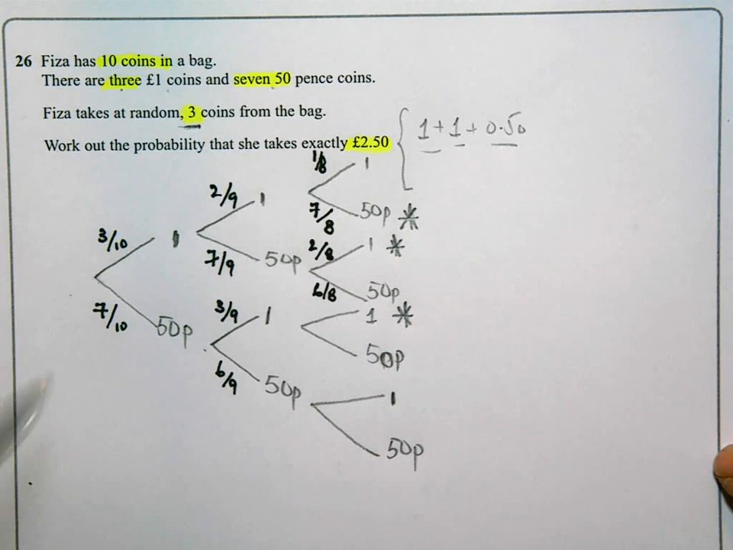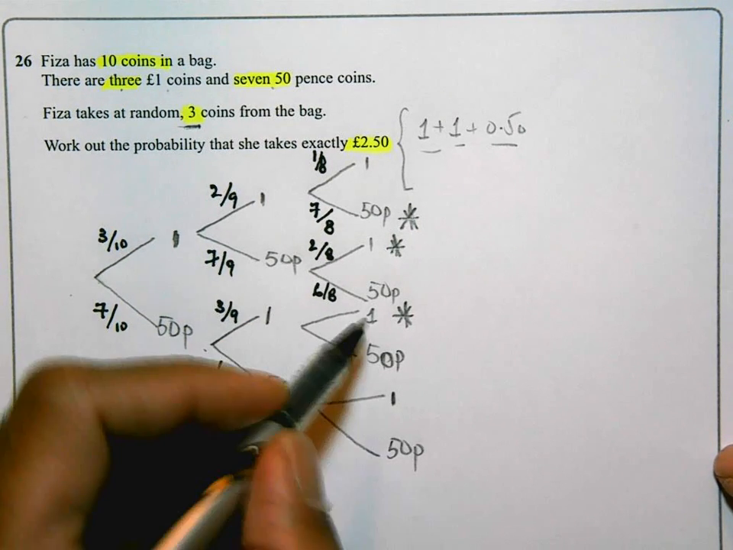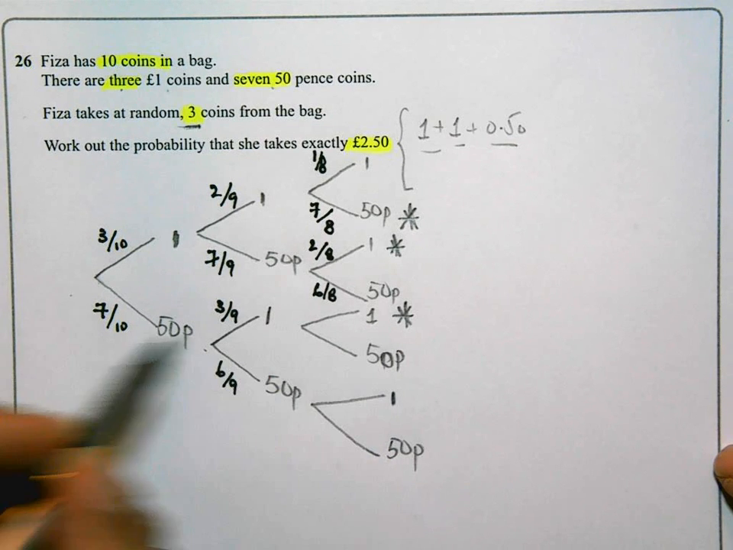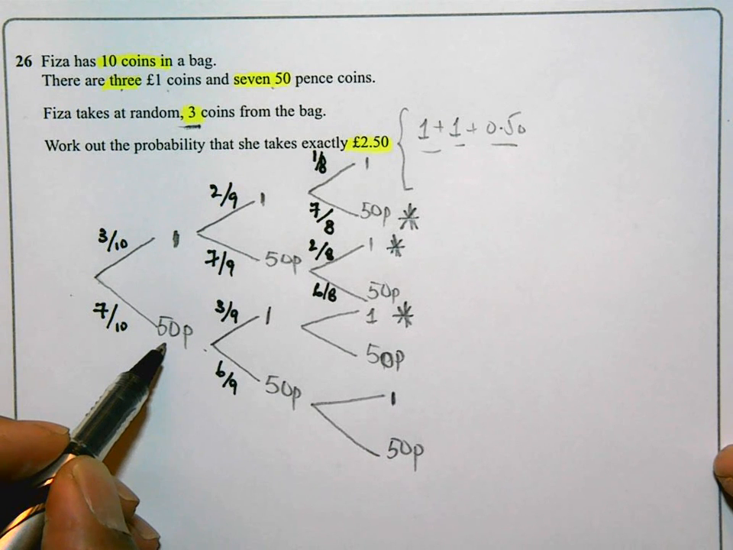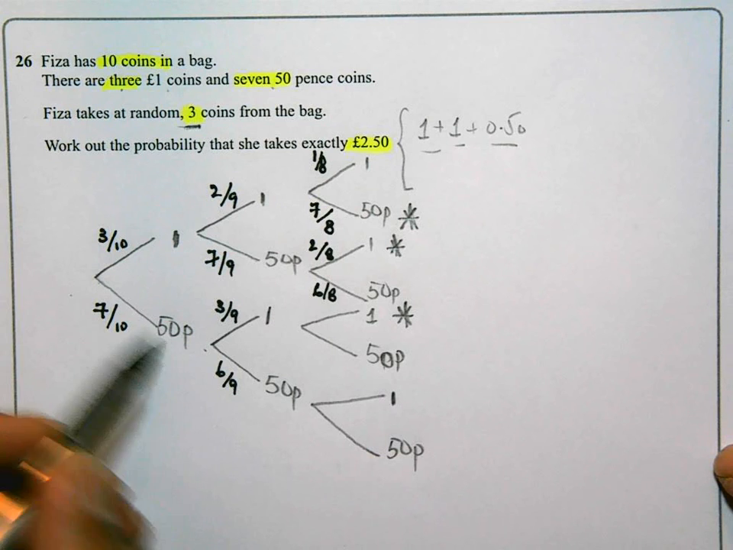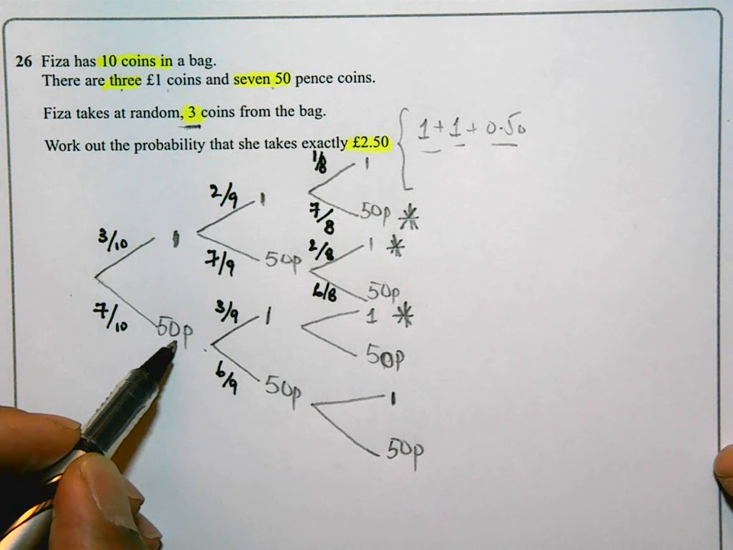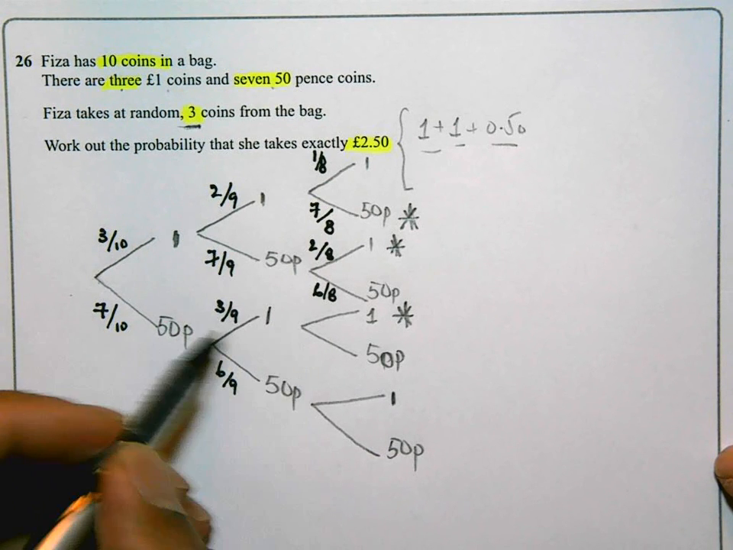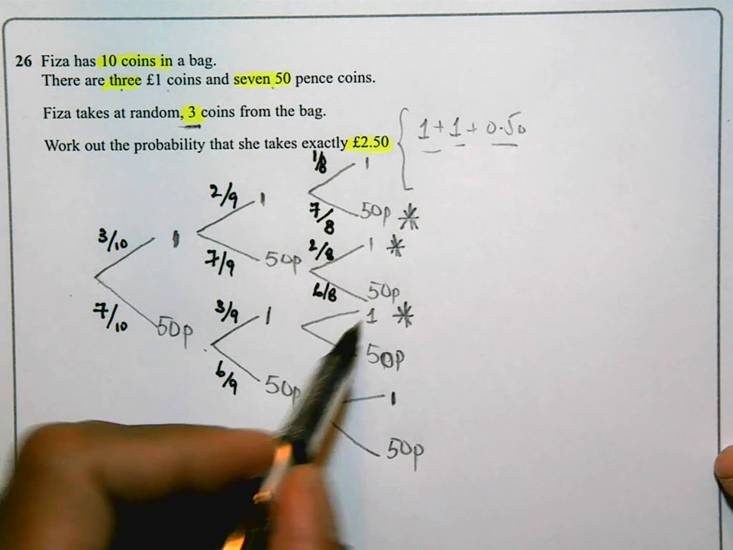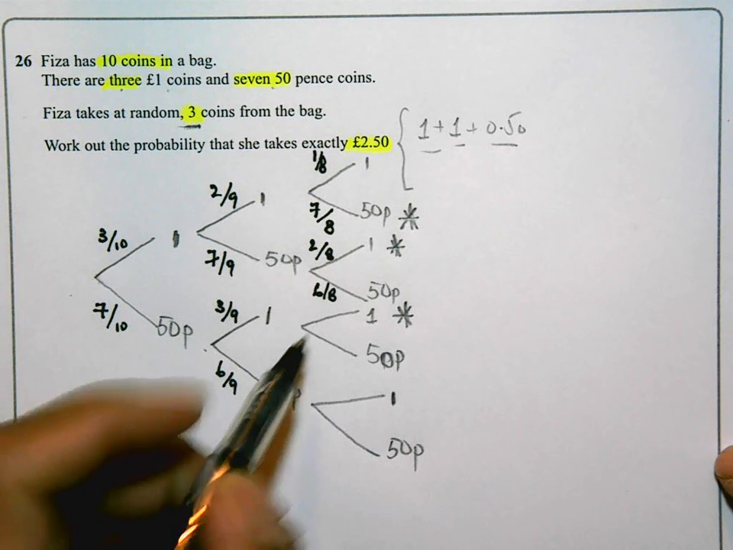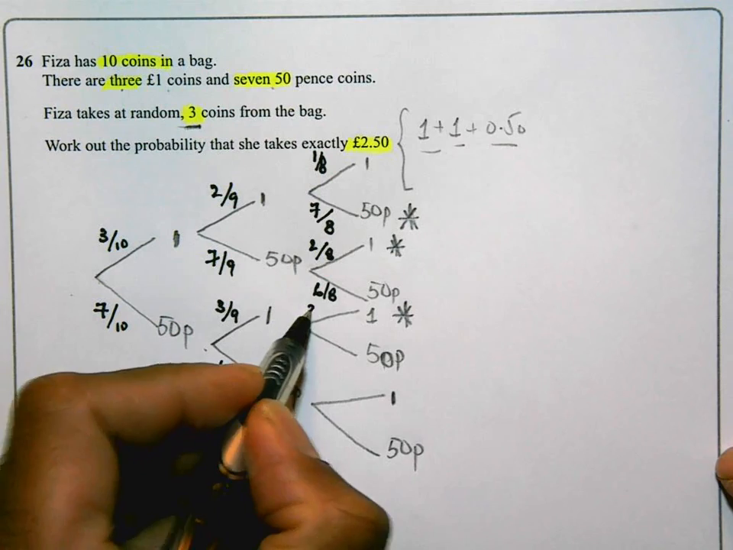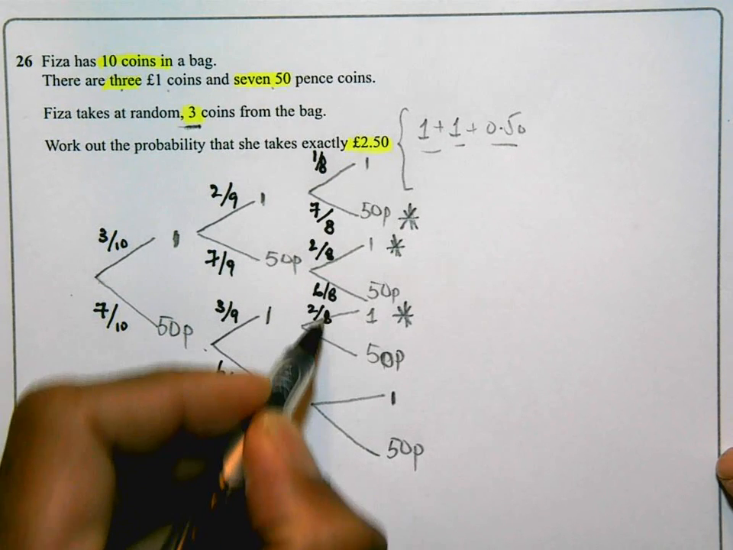Finally, this particular one: 7 over 10, as there are 7 50p coins. Then I pick a pound coin, of which there are still 3, but now there's one less 50p, so it's 3 over 9. Then this one here is going to be 2 out of 8, and this one is going to be 6 over 8 as well.